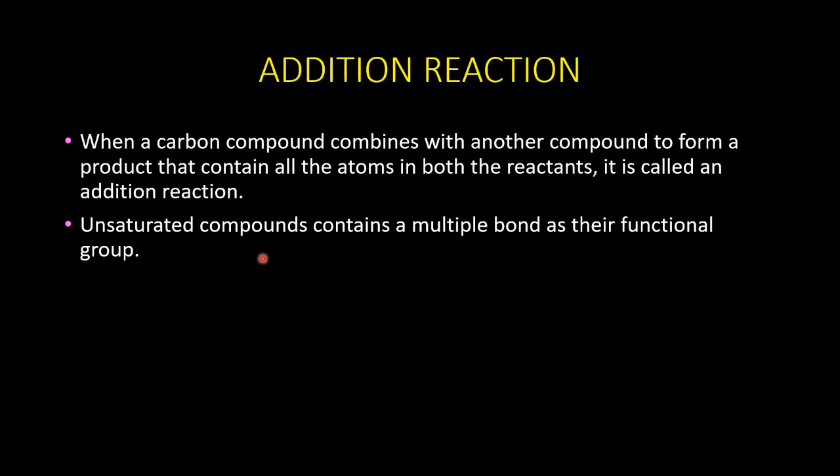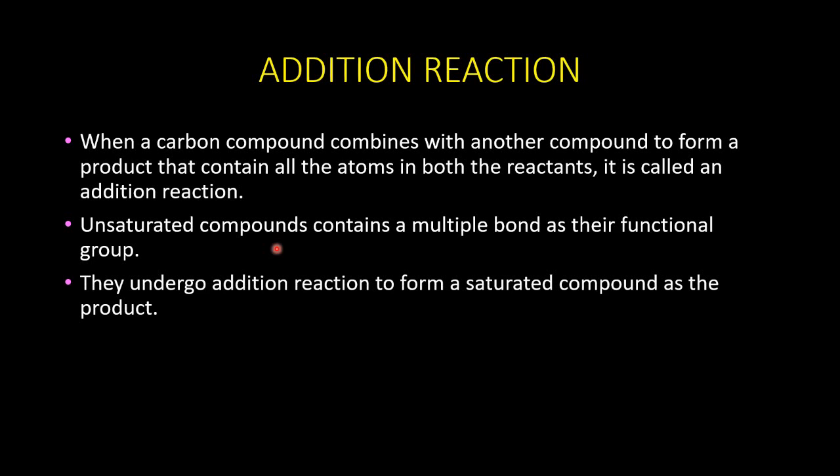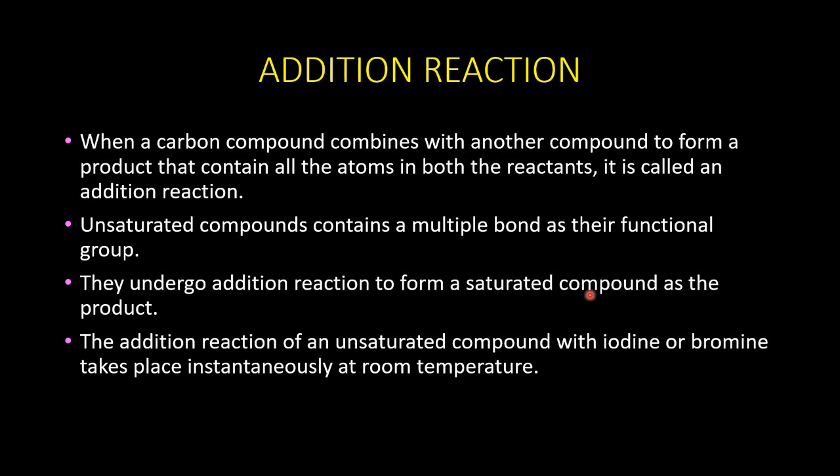See, an unsaturated compound contains a multiple bond as its functional group. We know that an unsaturated compound contains either a double bond or a triple bond as its functional group. They undergo addition reaction to form a saturated compound as a product. The addition reaction of an unsaturated compound happens with iodine or bromine. This reaction takes place very fast, instantly at room temperature itself.